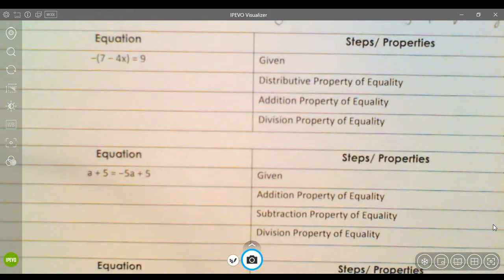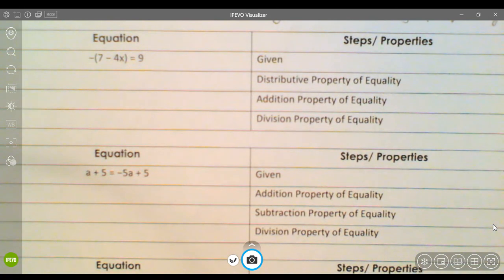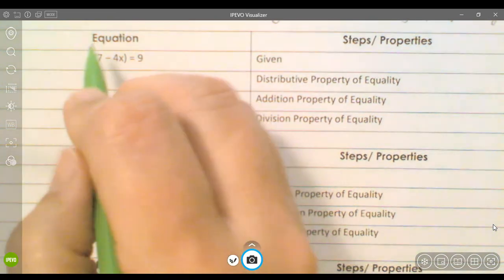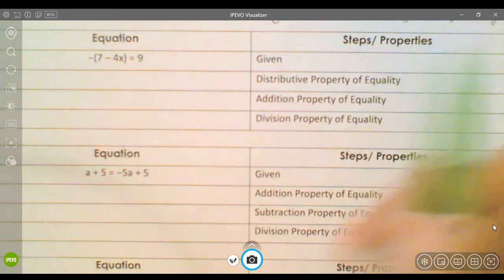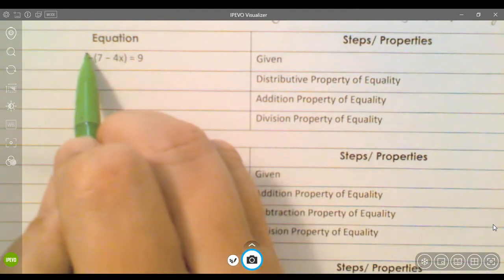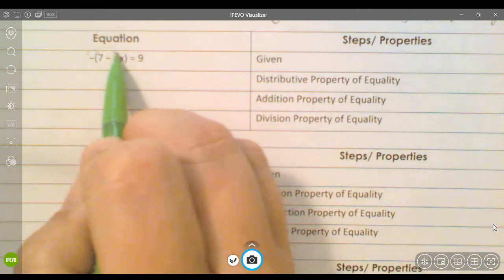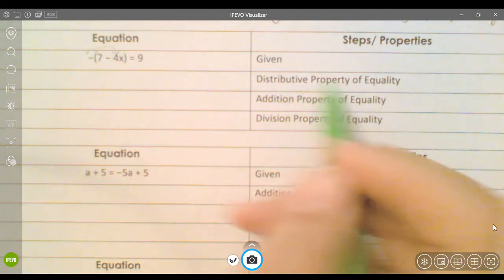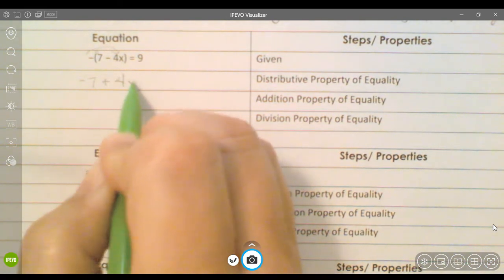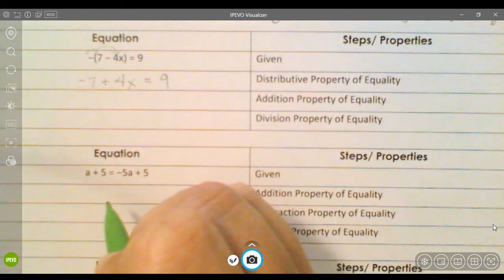All right, so we have -7 minus, the negative of 7 minus 4x equals 9. So it looks like we have to clear the parentheses first using the distributive property. So, this is backwards. So they're telling me what to do. So this becomes -7 plus 4x equals 9.